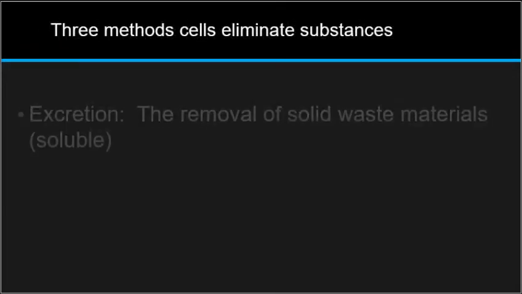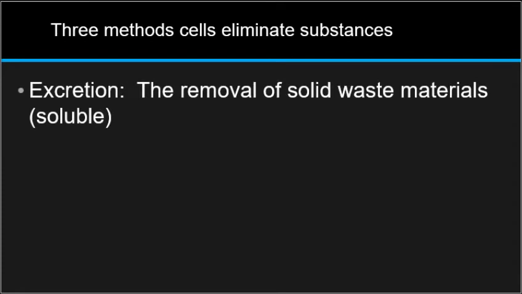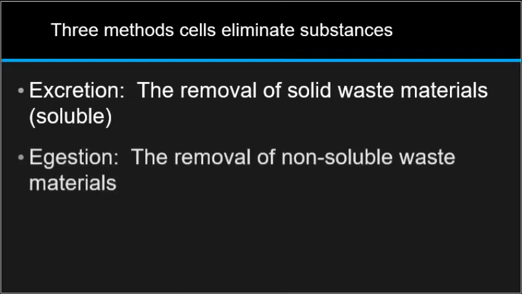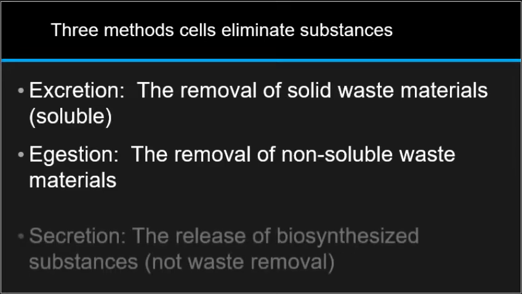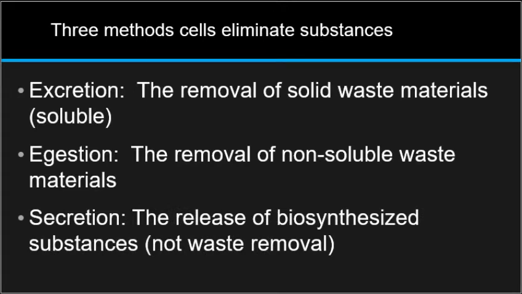Three methods that cells eliminate substances. So excretion, to excrete, the removal of soluble waste materials. We have the word in there, soluble. These are things that dissolve. Egestion, removal of non-soluble waste materials. And secretion, the release of biosynthesized substances. It's not wastes, but remember we're biosynthesizing. That's our first group of words there.